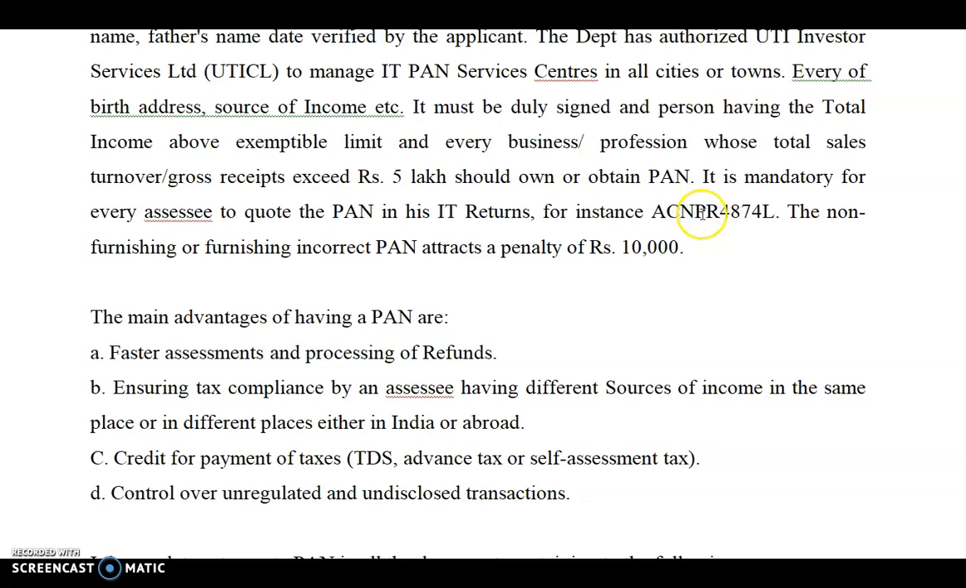The fourth character will be the P. Here it is given as P. It will indicate the type of person. For an individual it is P, for a company it is C. For government it is G, like that it will be considered. So that is about it, and it is needed for many things.